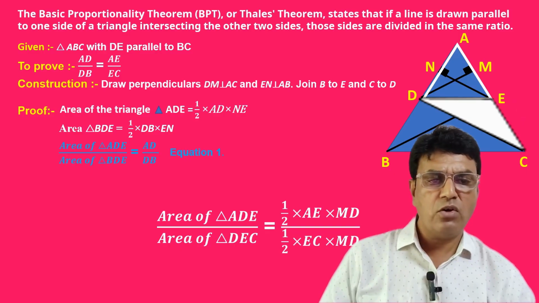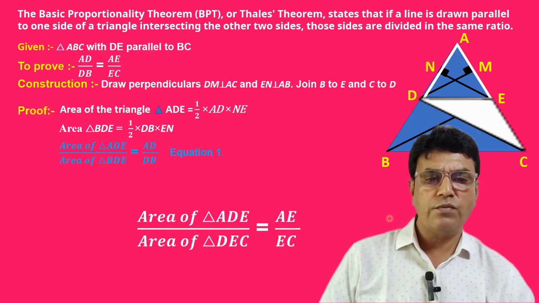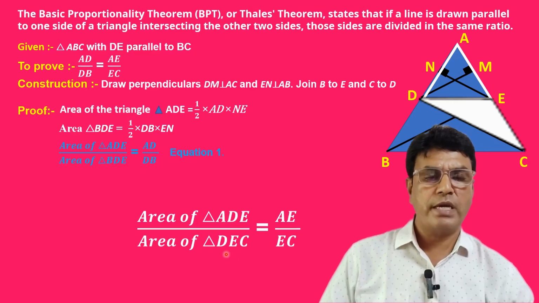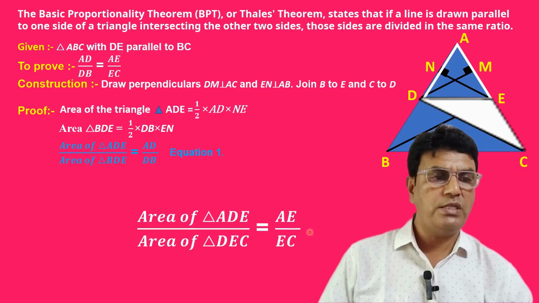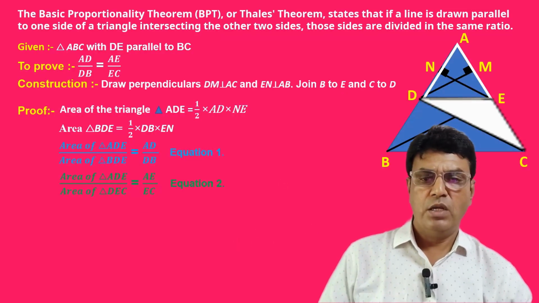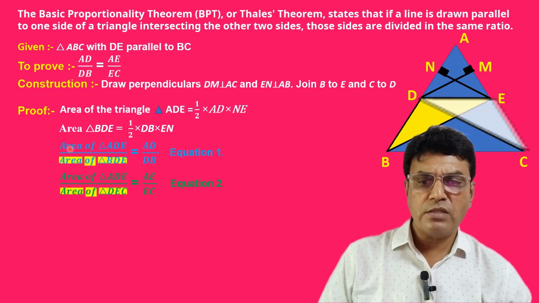Okay, so again on simplification we get here that the ratio of the area of triangle ADE to the area of triangle DEC will be equal to AE is to EC there. So let us make this as equation 1. Now if you compare here, if you see the numerator here, that is the area of the triangle ADE, and in the second equation also the numerator is the area of the triangle ADE.